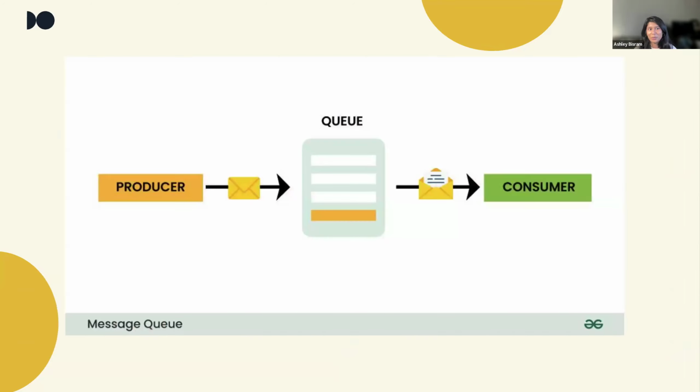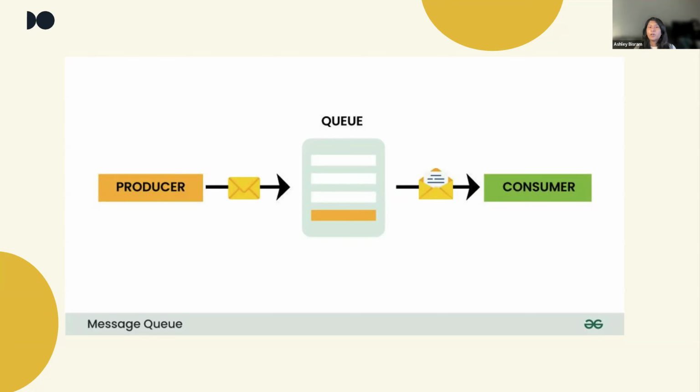What are message queues? So here on our slide, we have a little diagram of a message queue. A message queue is a system that allows different parts of an application to talk to each other asynchronously by passing messages through this queue. So here we have the producer on the left-hand side of the screen, which sends a message over to the queue. And then from the queue, the consumer receives that message.